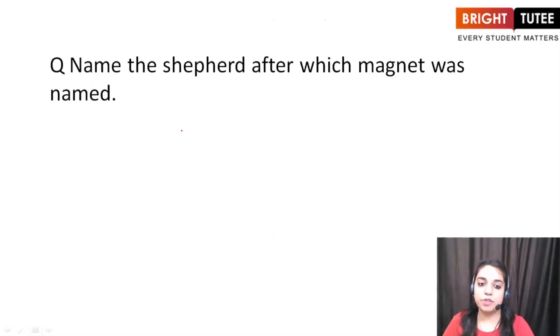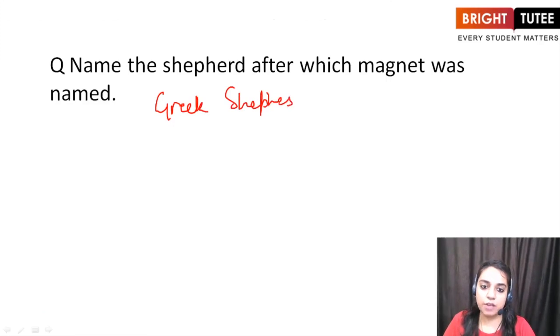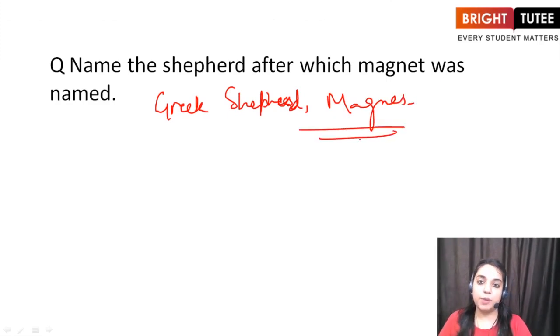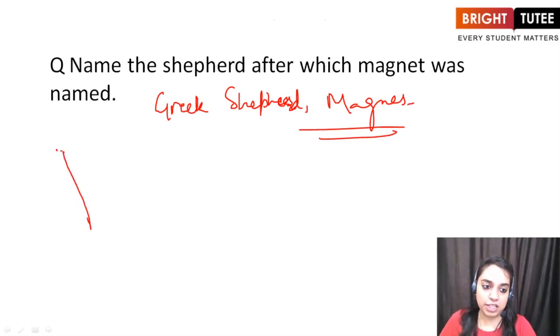magnet was named. So children, we have heard the story about the Greek shepherd, and his name was Magnus, and he was the one responsible who accidentally discovered the magnet. How? Because his shepherd stick had an edge made up of iron.